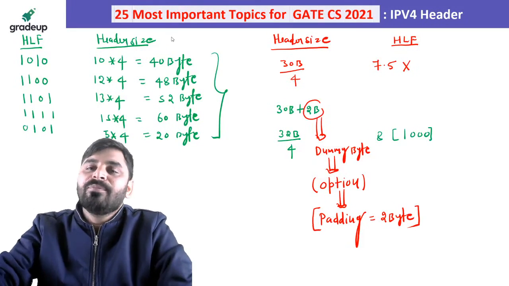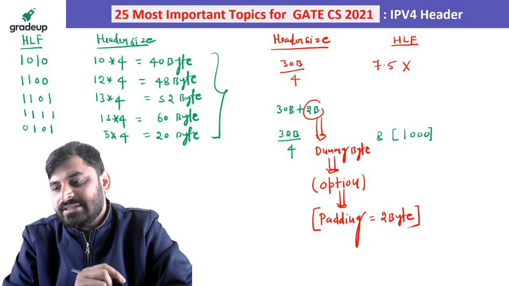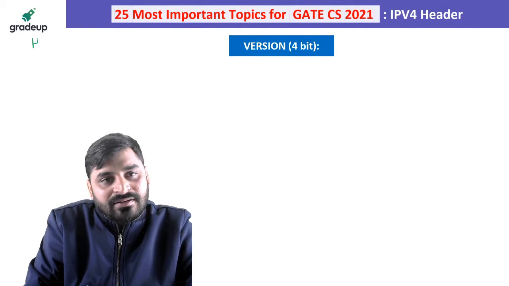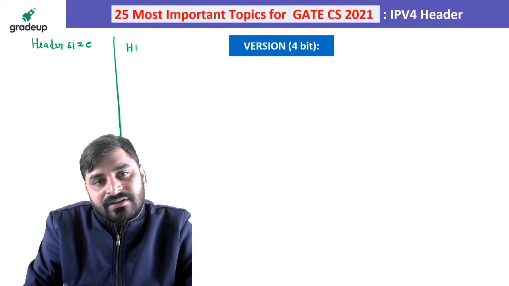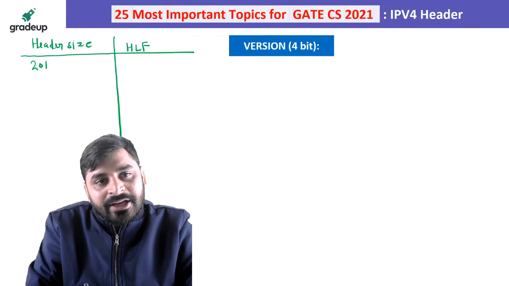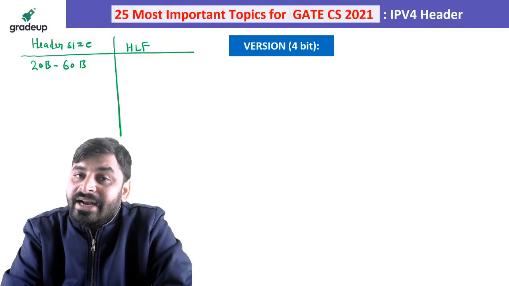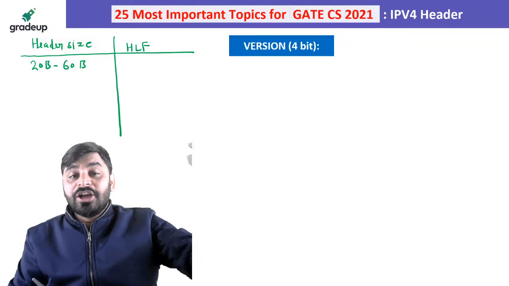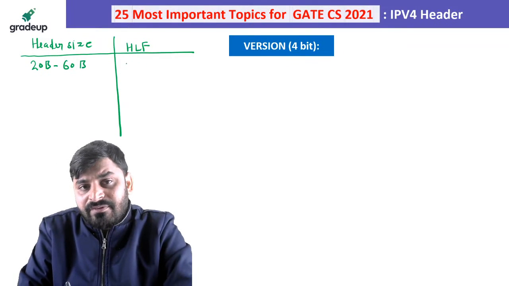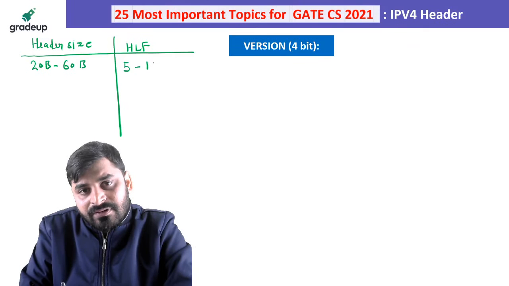Now, what important point I want to tell? There are two things, guys. One is the header size, and one is the header length field. Header size can be 20 byte minimum, maximum it can be 60 byte. What is the header length field? Field means the value I will write in the field. What is the minimum value in the header length field and what is the maximum value? Minimum value will be 5. Maximum value will be 15.